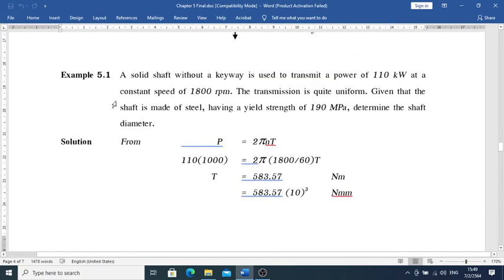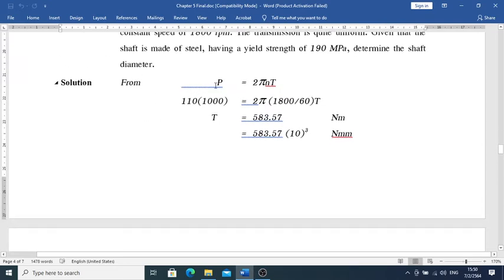So we have an example. Have a quick look at it. A solid shaft without a keyway transmits power of up to 110 kilowatts at a speed of 1,800. Its transmission is quite uniform, given that this steel shaft has a sigma Y of more than 90, determine the shaft diameter. Okay, so the power can be determined from 2 pi n times T, and then we find the torque in terms of Newton meter, I mean Newton millimeter, things like that.